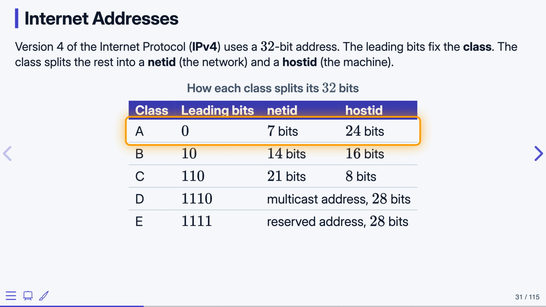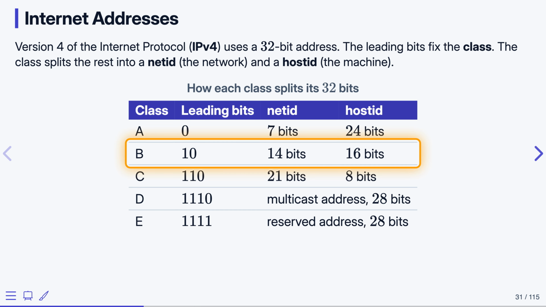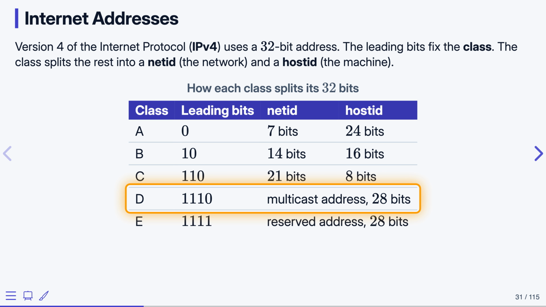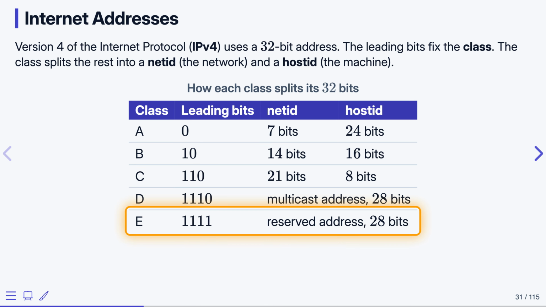A Class A address starts with a single 0-bit, then a 7-bit netid, then a 24-bit hostid. A Class B address starts with 1 0, then a 14-bit netid and a 16-bit hostid. A Class C address starts with 1 1 0, then a 21-bit netid and an 8-bit hostid. Class D starts with 1 1 1 0 and uses all 28 remaining bits for one address field. Class E starts with 4 1 bits and also uses all 28 remaining bits.